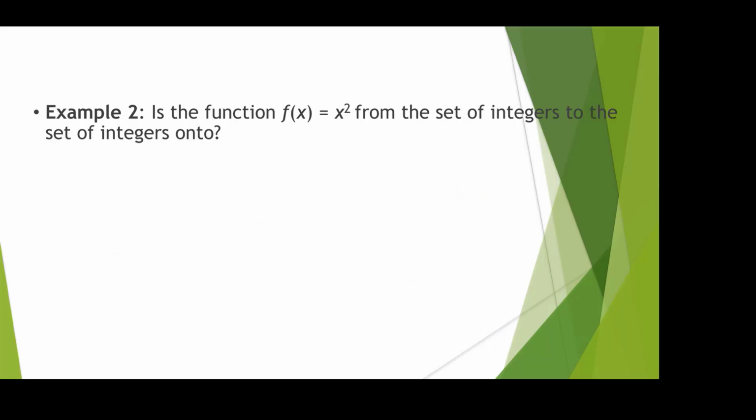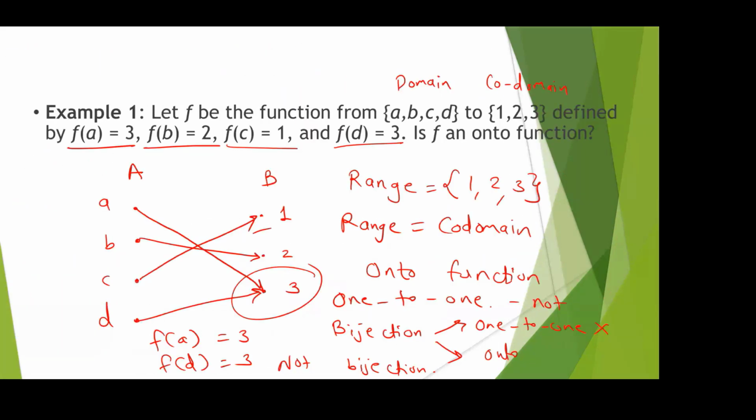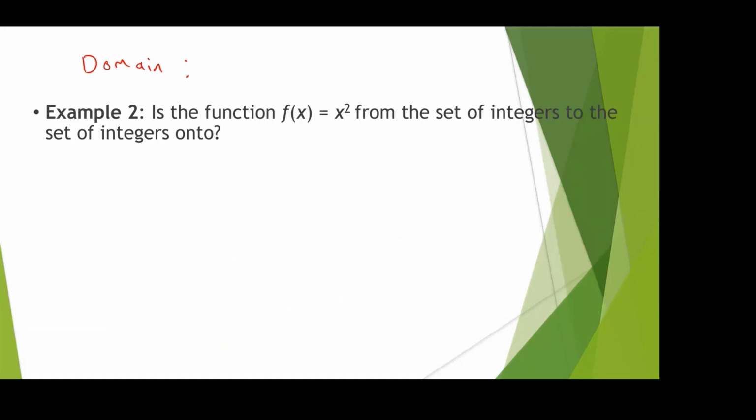Now a second example where the function f of x is equal to x squared. Here we have a huge domain, the set of integers. Do we remember how we write the set of integers? Which letter do we use? Z, yes. So our domain is the whole of Z.